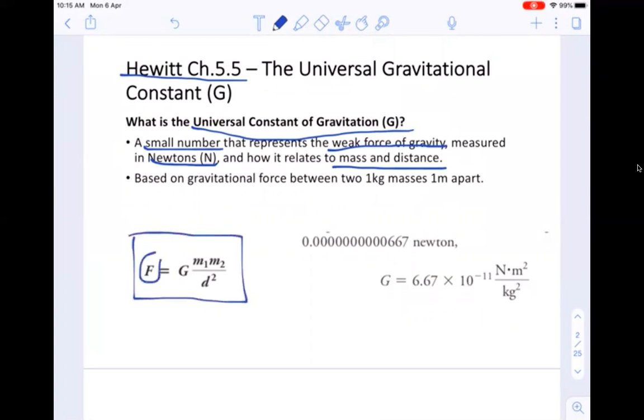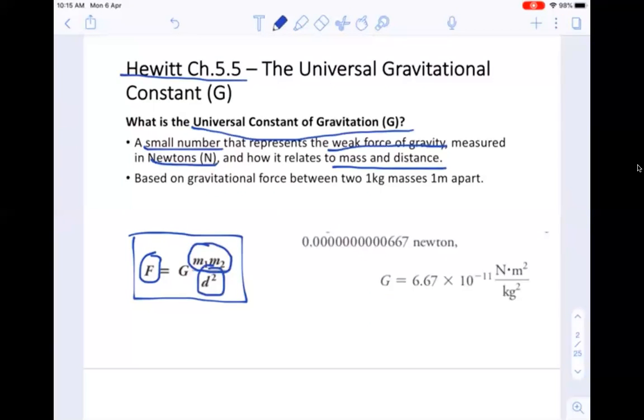Here's your gravitational force. We can see that it is directly proportional to mass, right? The larger the mass is, the more gravitational force, right? Earth exerts a lot of force on us because Earth is very massive, but it's inversely proportional to distance, right? The further away you get from an object, the less gravitational force you can feel from it. The farther away you get from Earth, the less gravitational force you feel from Earth.